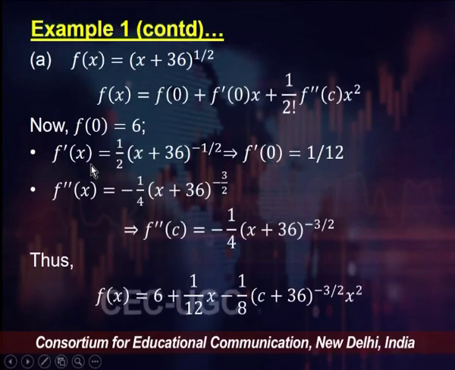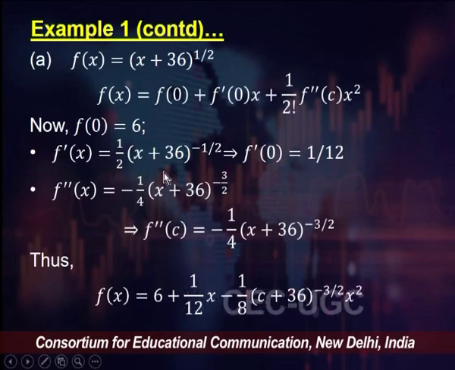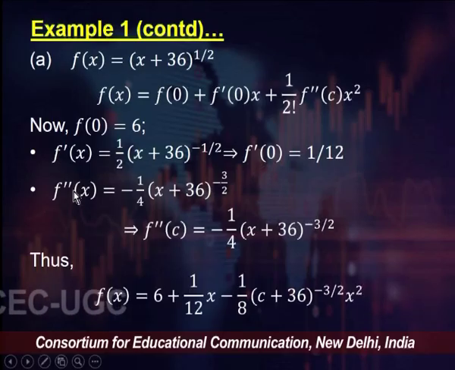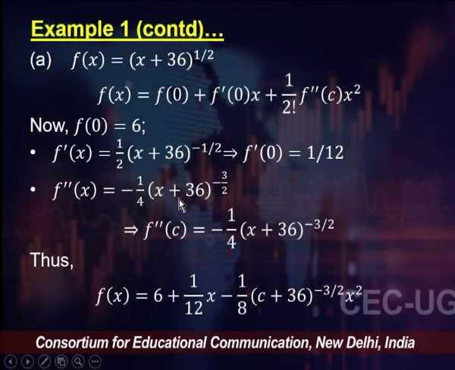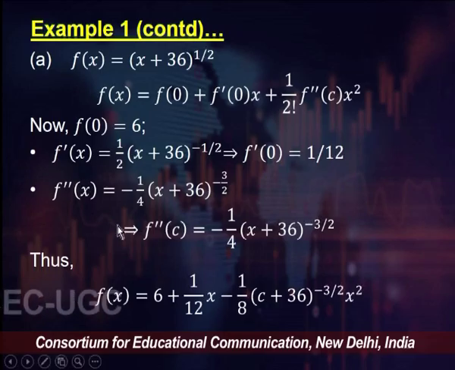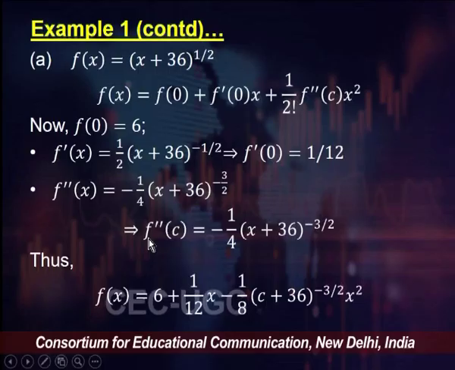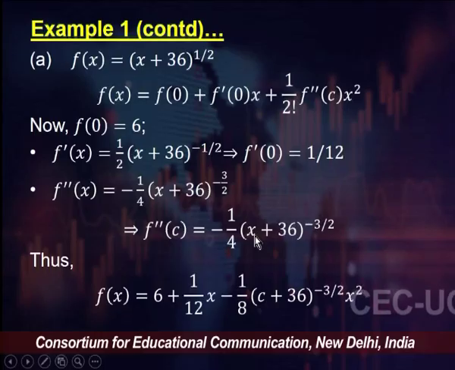F prime of x would be half x plus 36 to the power minus half. So, f prime at 0 will be 1 by 12. F double prime of x is minus 1 by 4 times x plus 36 to the power minus 3 by 2. So, the second derivative, now remember, because the second derivative is evaluated at c, this is given by minus 1 by 4, excuse me, there is a typo here, it is c plus 36 to the power minus 3 by 2.